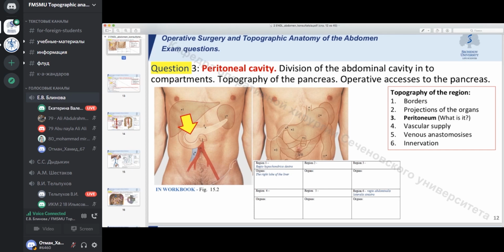Syntopy, it's the neighbor of the organs. The pancreas has a head, body, and tail. The head is located inside of the loop of the duodenum.